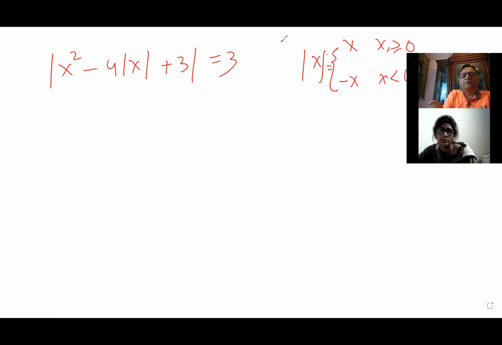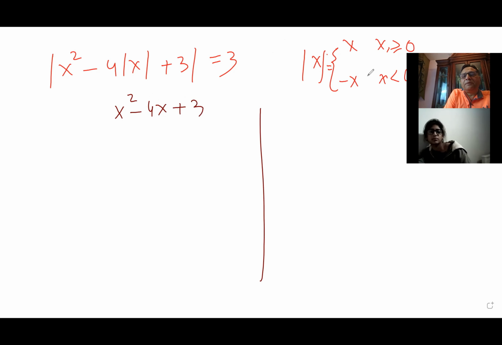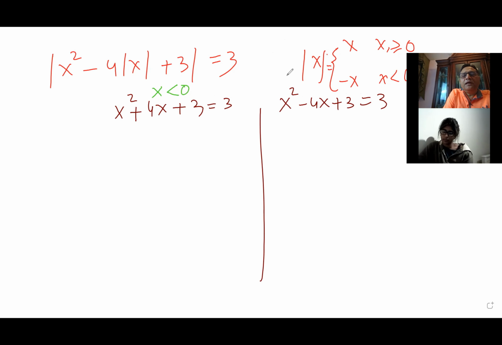Within those two intervals, your equation is x squared minus 4x plus 3 equals 3. But when I do x minus side, that minus becomes negative, plus, so I get plus 4x plus 3 equals 3. On the other side, I leave it as such. So here we're working on x less than 0, and here on x greater than 0. So we get two quadratic equations like this, correct? On either side, and then you can solve it. That is definitely one way of doing it.